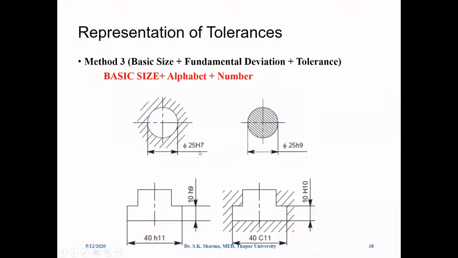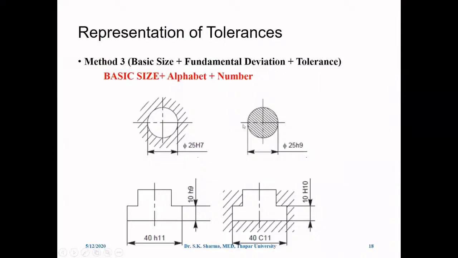And that method is where we specify the limits and the tolerances in the basic size by some kind of a coding system. This system involves the basic size, followed by an alphabet, and then followed by a number. So for example, there is a hole of size dia 25 H7. Then this alphabet H represents the fundamental deviation, and this number 7 represents the IT tolerance grade, the 18 grades, 01, 0 up to 16. So this number is that particular tolerance grade.